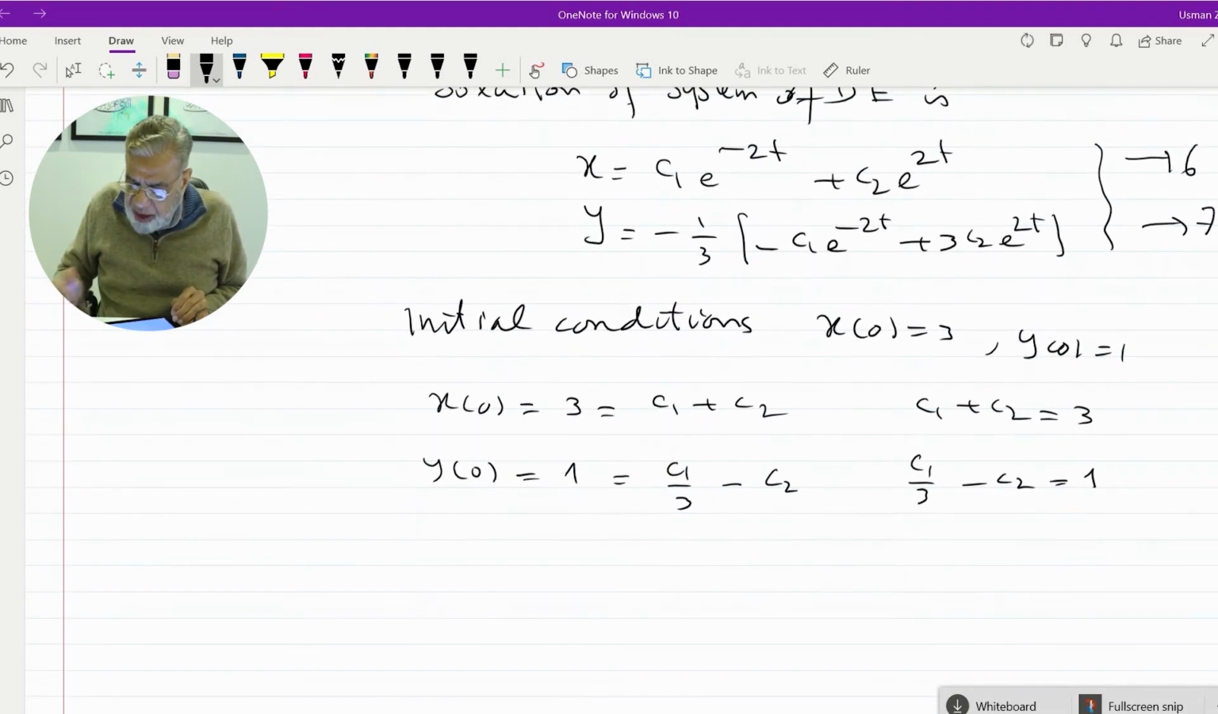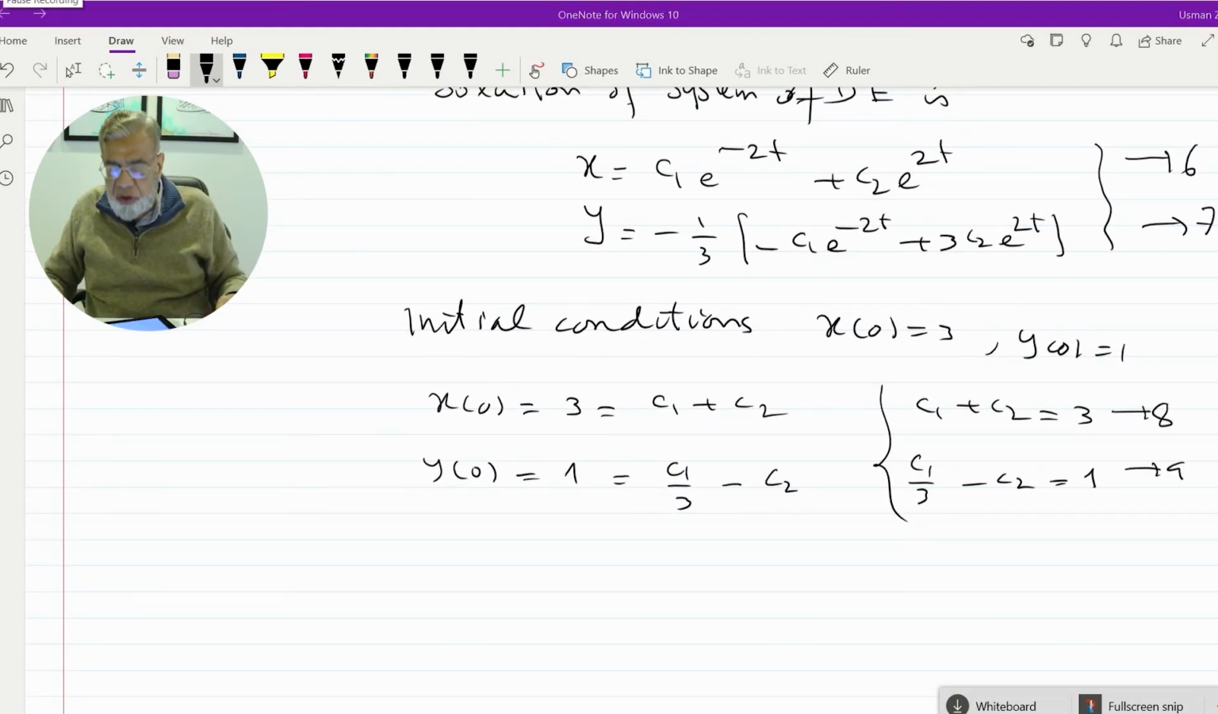Now I just simply solve these two equations. We have the general solution. We want to find the particular solution. Initial conditions are given to us. We are given the value of x at t equal to 0 is equal to 3, and y at t equal to 0 is equal to 1. We use these conditions to find the values of c1 and c2. We have two unknowns and we have two conditions.